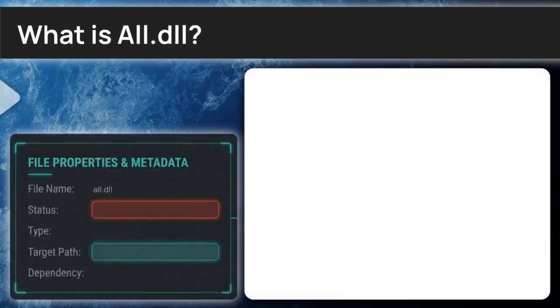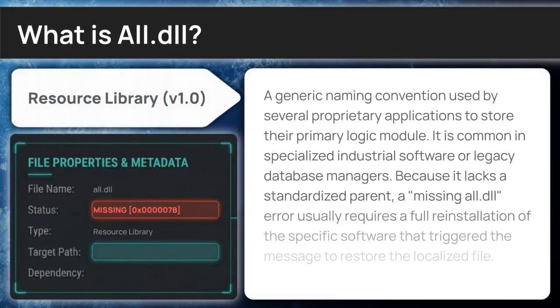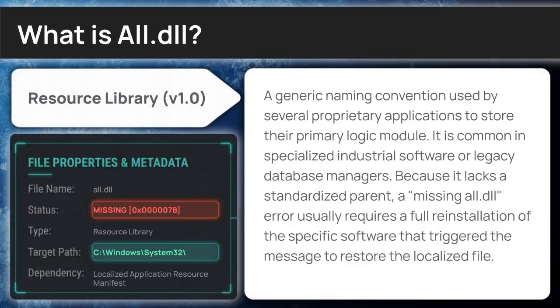This is the All.library, a generic naming convention used by several proprietary applications to store their primary logic module. It is common in specialized industrial software or legacy database managers. Because it lacks a standardized parent, a missing All.dll error usually requires a full reinstallation of the specific software that triggered the message to restore the localized file.